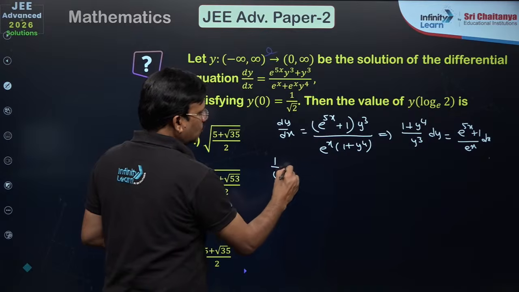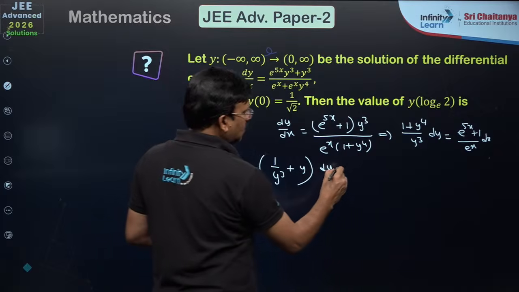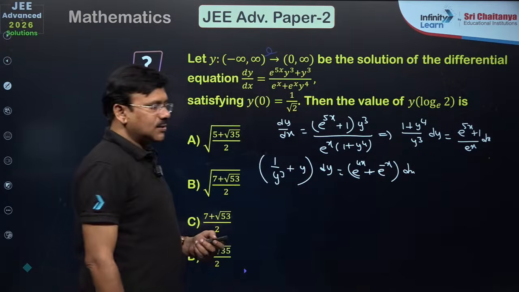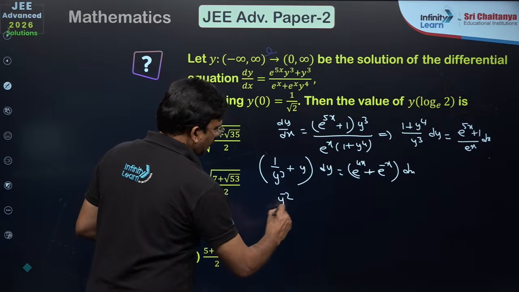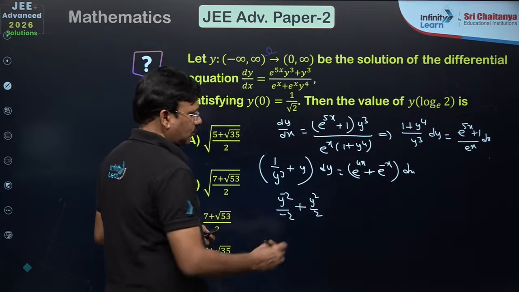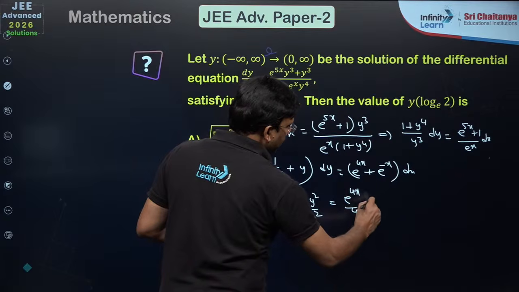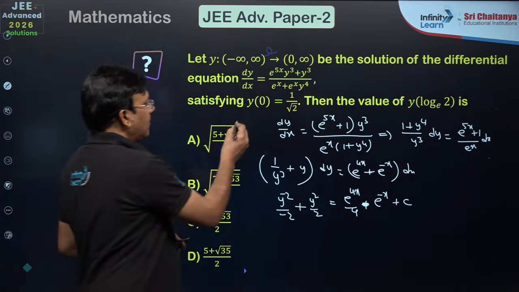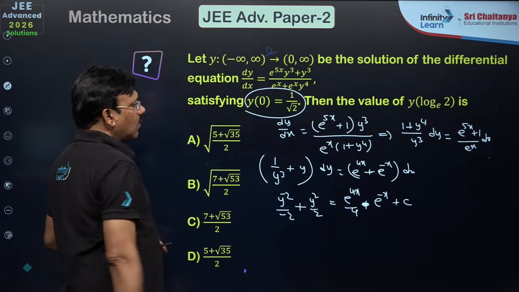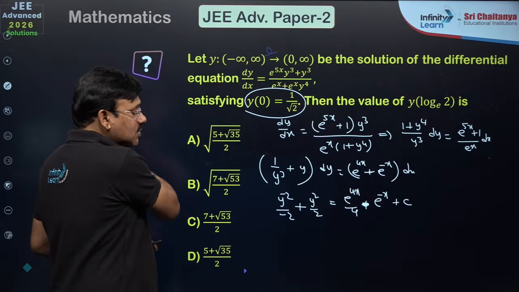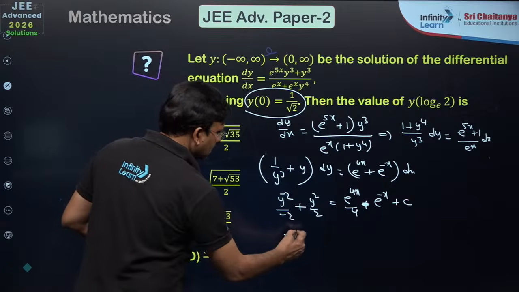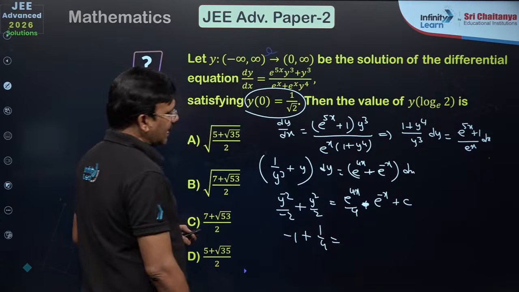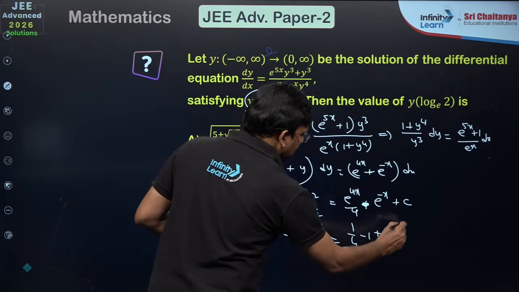Now, 1 by y cube plus y into dy is equal to e power 4x plus e power minus x dx. You just integrate. So, y power minus 2 by minus 2 plus the integral of y, which is y square by 2, is equal to e power 4x by 4 plus e power minus x by minus 1 plus c. To find the constant of integration, when x is 0, y is 1 by root 2. You just substitute 1 by root 2, that is root 2 power minus 2, which is going to be root 2 power 2, 2 by 2 is minus 1. So, this is 1 by 2 will become 1 by 4. When x is 0, this is 1 by 4 minus 1 plus c. Therefore, c is 0.